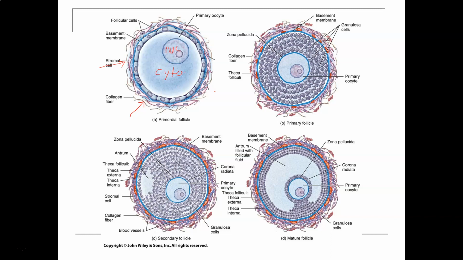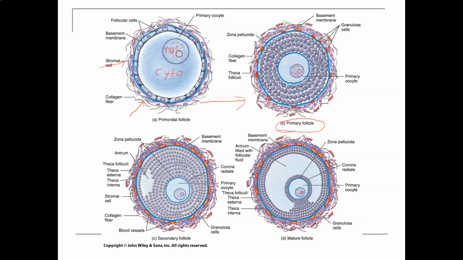Of the ones that are chosen to develop further, here's a little more developed follicle called a primary follicle. Notice the big change here is that the egg cell is surrounded by several layers of cells. Not just one. So these epithelial follicle cells have undergone mitosis, and they've formed several layers now.